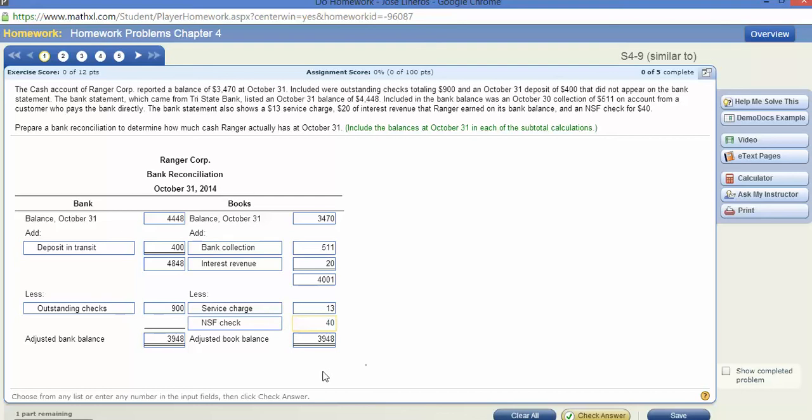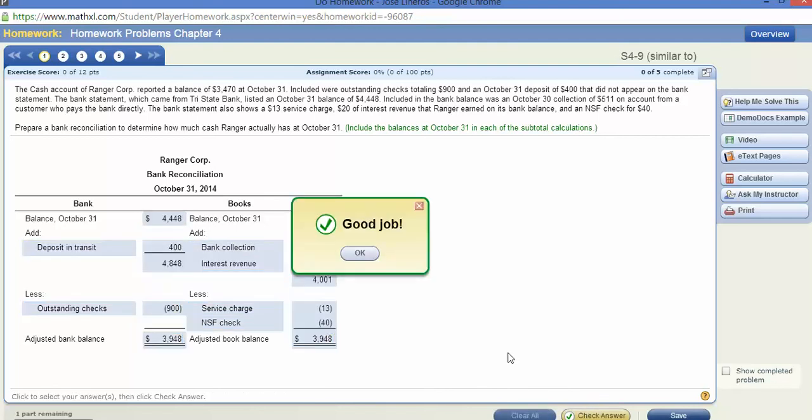Now, don't just take it for granted. Go ahead and be sure you do the math. If you take the $3,470, you add the 511 and the 20, you get 4,001. And then if you take 4,001 minus 13 minus 40, you get 3,948. And that's how you do a bank rec.